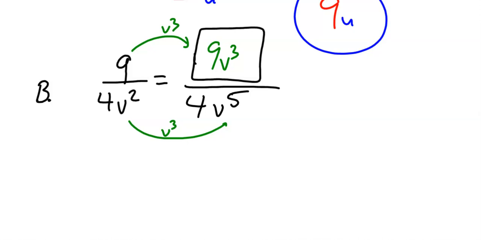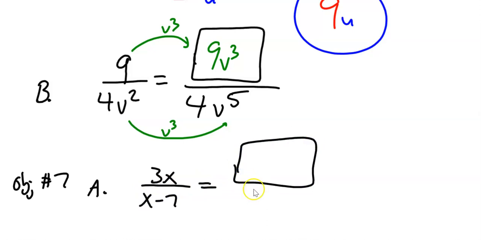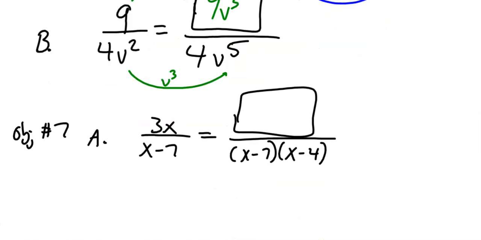Okay, objective 7, same thing. They just change the equivalent part of it. It's still basically the same thing here. The only thing they do for these is they bump up what the denominator looks like. Okay, so for this one, you've got 3x over x minus 7. Now we've got something over x minus 7 and x minus 4. Okay, all we did here in this case was we multiplied in an extra x minus 4.